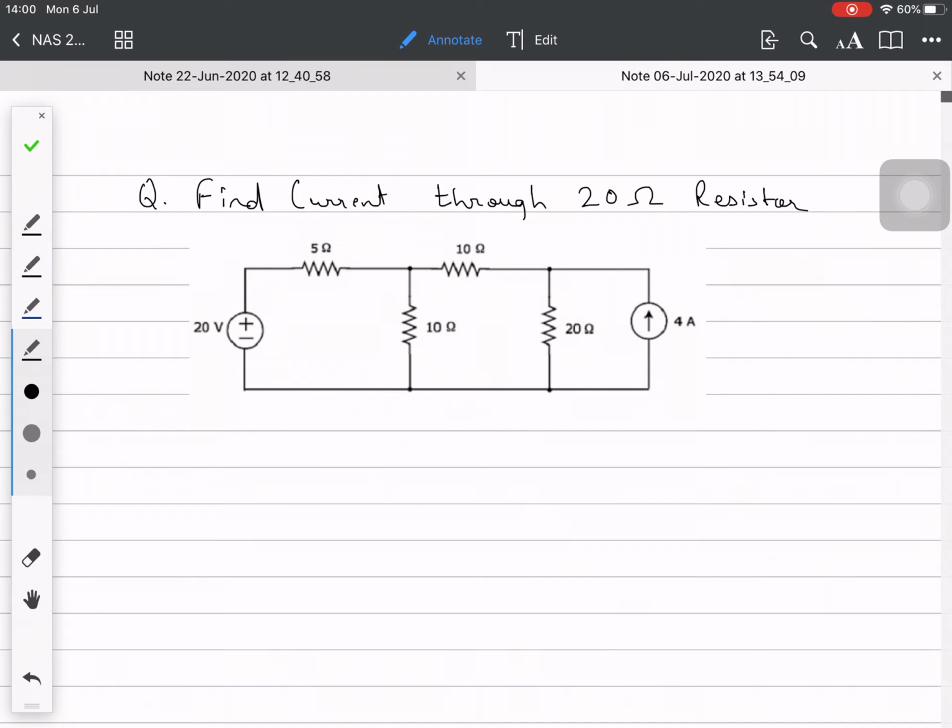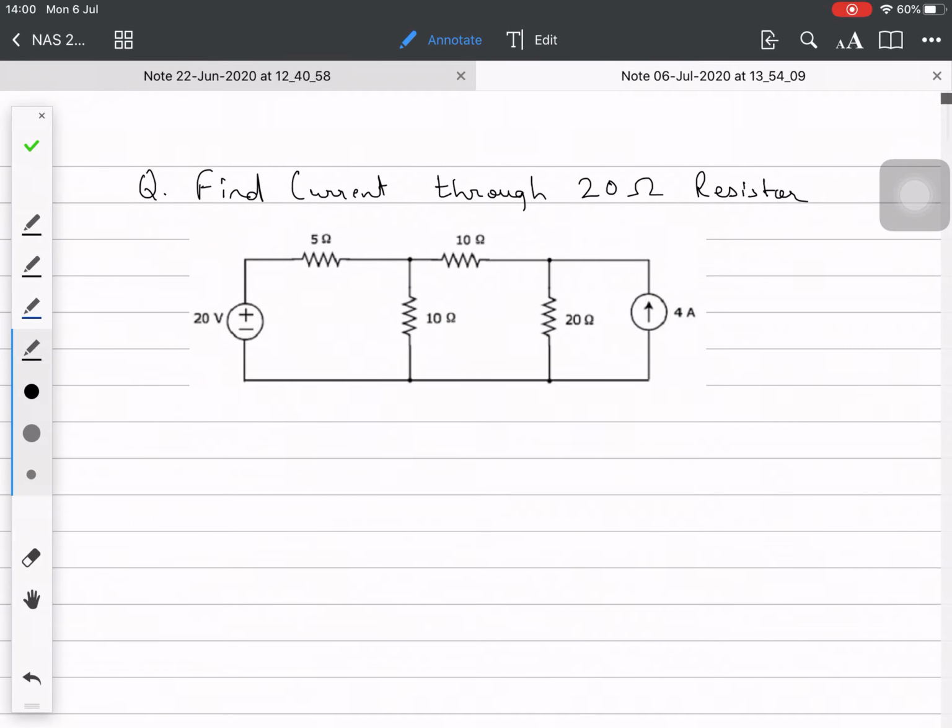So this is the question for this lecture. As you can see, we need to find the current through the 20 ohm resistor. So the 20 ohm resistor is over here, so we need to find the current in this branch. Let me take this current as I initially. That means I need to find I, right?